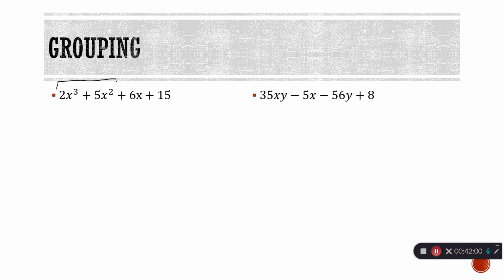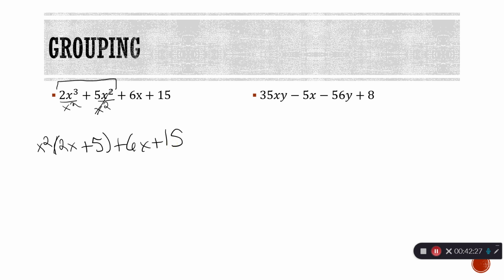So let's look here. Can I pull any numbers out? No. Can I pull x's out? I can pull out 2 x's. Okay, so 2x, x to the third divided by x to the second, plus those cancel, 5. Okay, plus 6x plus 15.